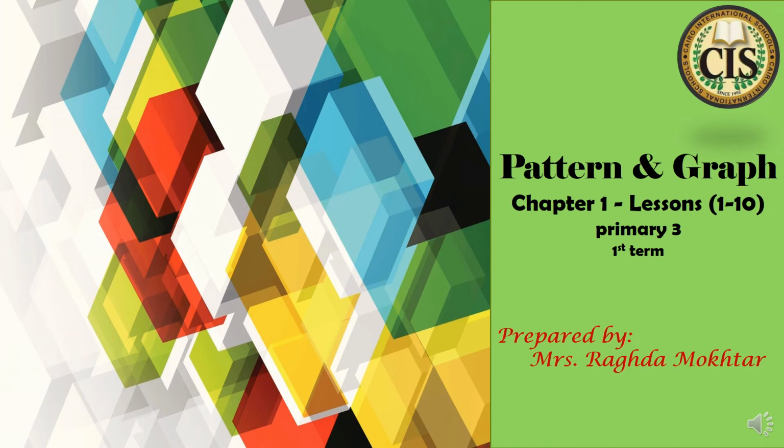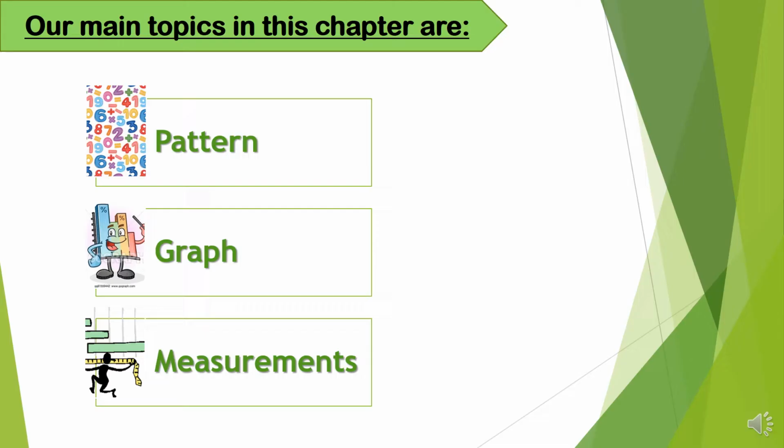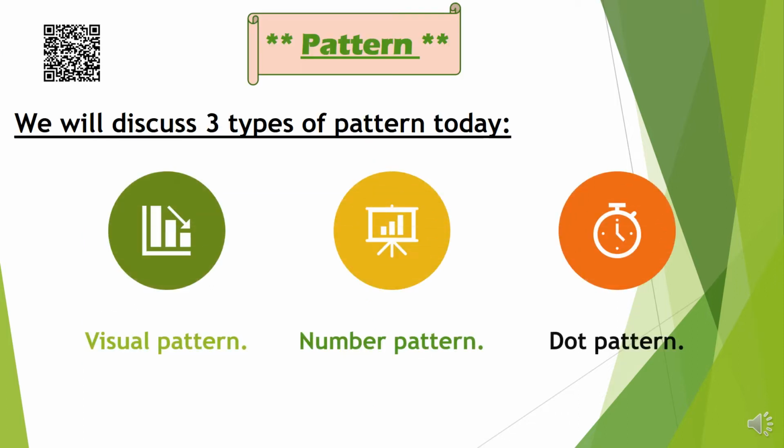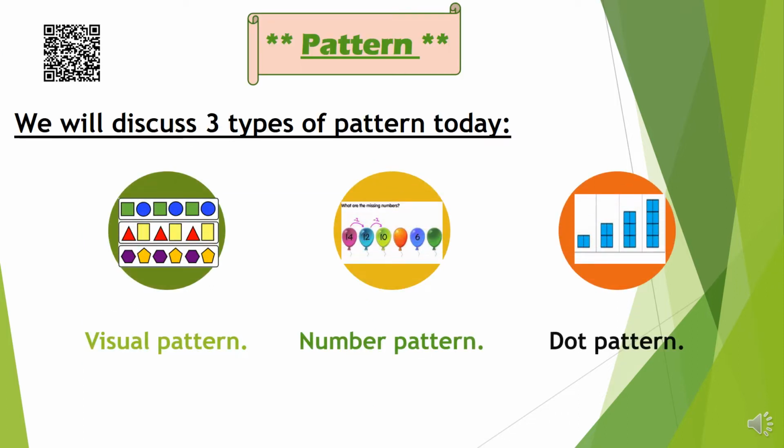Hello everyone. This year in grade 3 we will start our first chapter about pattern and graph, lessons from 1 to 10. Our main topics in this chapter are pattern, graph, measurement. We will start with pattern. We have three types of pattern: visual pattern, number pattern, dot pattern.